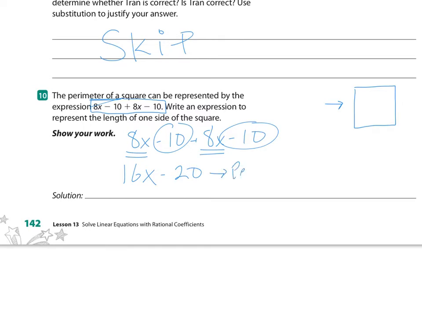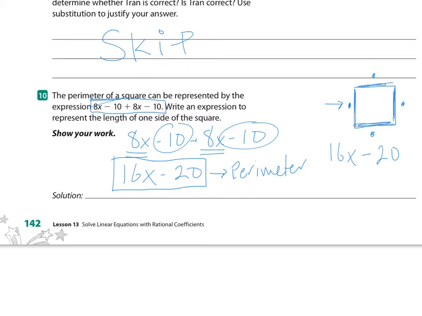This is the perimeter, or if we added up all four sides. Here's a side and here's a side. So we add up all four sides and it adds up to this weird expression right here, 16x minus 20. But the question just wants to know what one of these sides turns into. Well, we again have to use the knowledge that all of the sides of the square are the same length. I know all four of them add up to 16x minus 20.